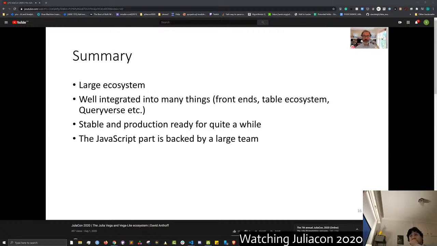So in summary, the Vega and VegaLite ecosystem is large at this point. It's really well integrated into many things, into many different front ends, into the table ecosystem, into Queryverse, etc. The core packages of this ecosystem are very stable and production ready. They have been stable and production ready for many years, so you can use them day in and day out.